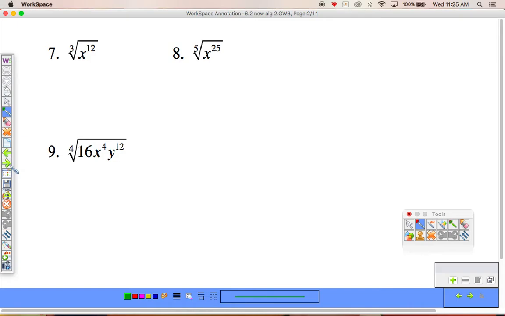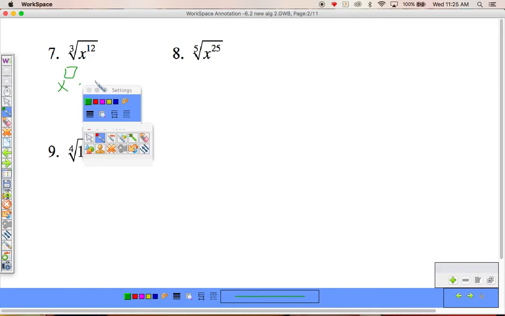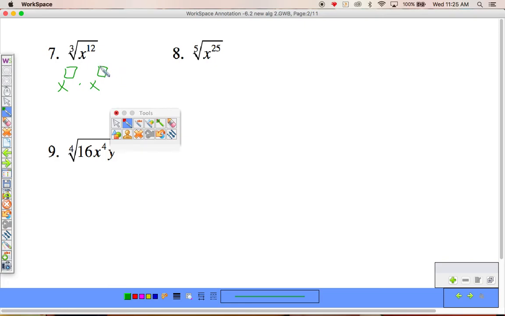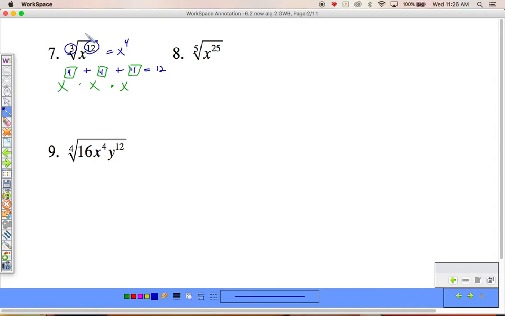Cube root of x to the 12th. I need that same number: x to something times x to the same thing times x to the same thing gives me x to the 12th. And for it to work, all those have to add up to give me 12 and be the same. So I'm going to say x to the 4th. If you look, 12 divided by 3 is 4.